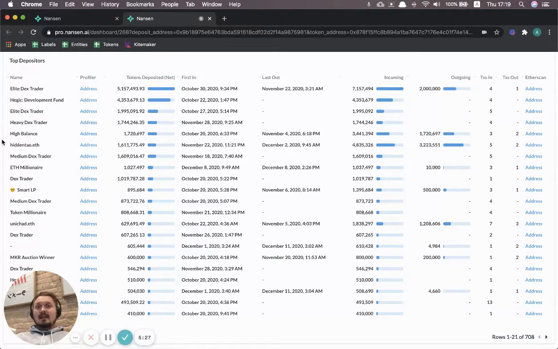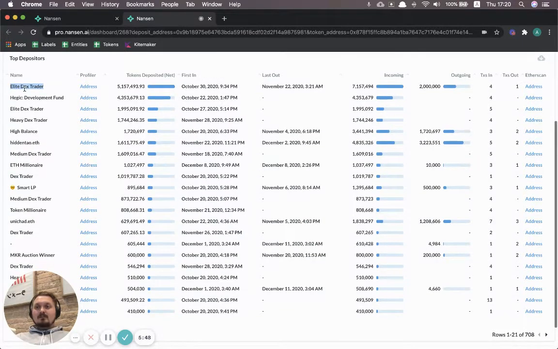And they do that in order to get rHEGIC tokens. And you can see the distribution here. You can see also, the development fund is actually the second largest staker right now. And there is one that is bigger here, which has 5.1 million tokens staked.